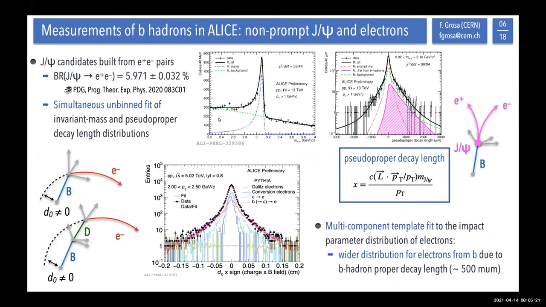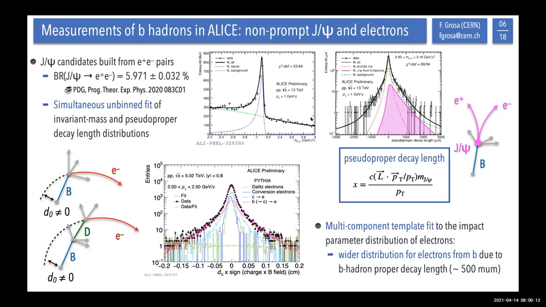Then we can also exploit measurements of hadrons and electrons from beauty-hadron decays. The first example that I report here are J/psi mesons, so non-prompt J/psi mesons. And the measurement in this case exploits the fact that promptly produced J/psi mesons are basically produced at the primary vertex and their decay vertex cannot be resolved from it, while J/psi mesons from beauty-hadron decays are more displaced and therefore they can be separated from the prompt ones. And this is done via the simultaneous fit of the invariant mass and pseudoproper decay length distributions.